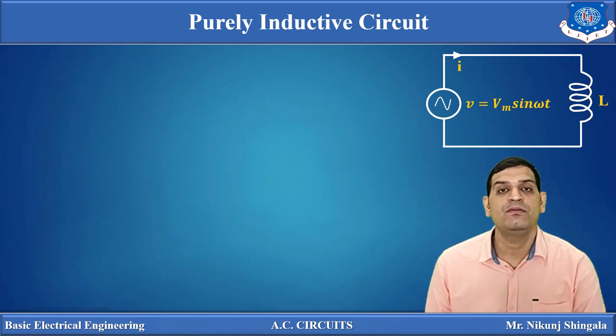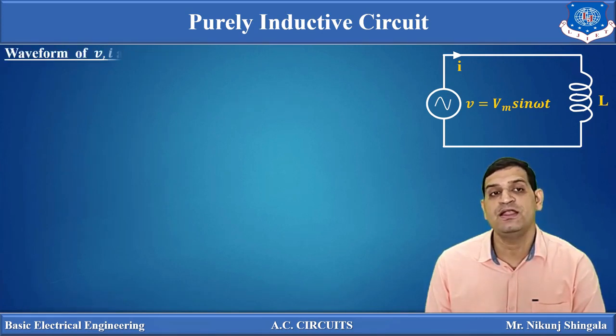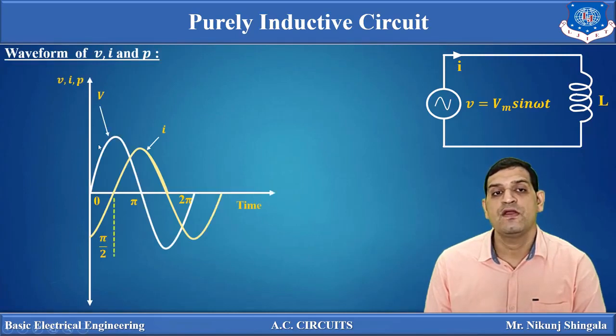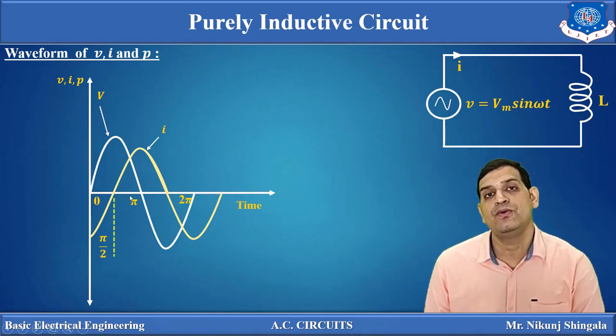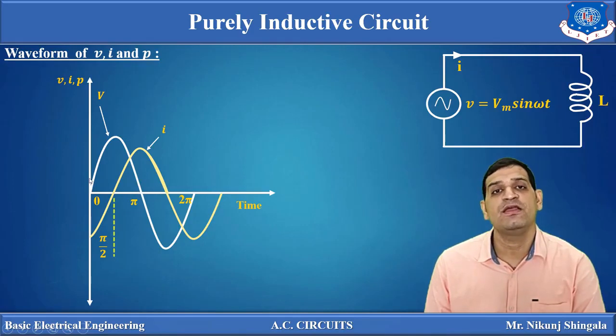Now drawing the waveform of voltage, current and power simultaneously. So this is the waveform of voltage, this is the waveform of current, which is lagging behind the voltage by pi by 2 in the case of purely inductive circuit. Now we have to take the product of both these waveforms. So here we have to take small instants between 0 to pi by 2, pi by 2 to pi, pi to 3 pi by 2 and 3 pi by 2 to 2 pi. In these 4 instants we are taking the product.